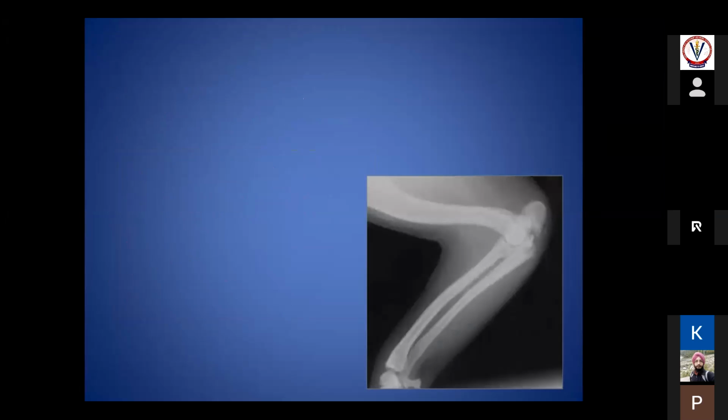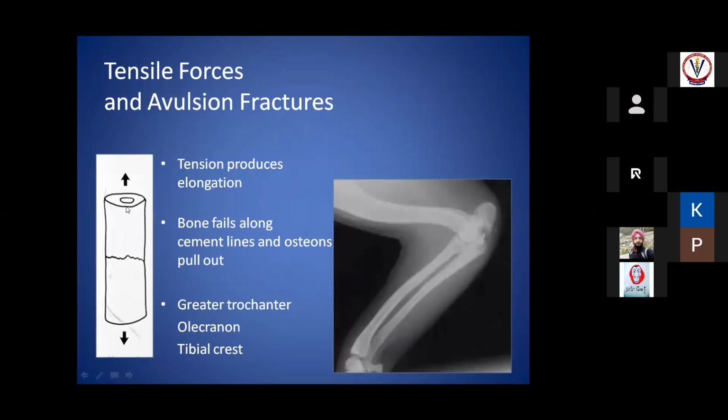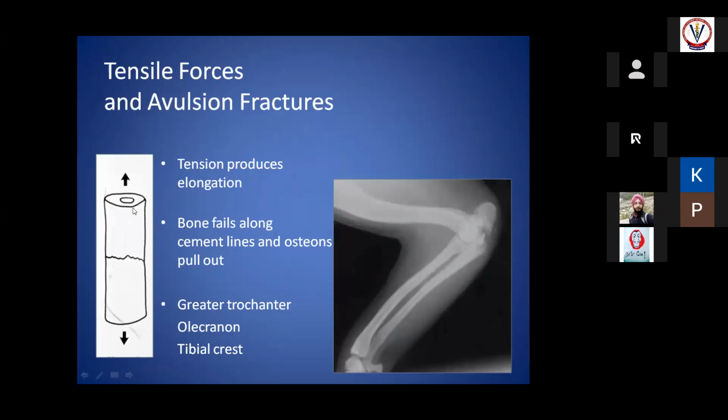Firstly, these are the tensile forces. Tensile forces means tension forces which act in opposite directions. One direction of the force will be towards the ground, and the opposite direction of the force will be away from the ground. These are usually because of the contractions of the muscle. Because of that, these types of fractures are usually seen at the place where there are a lot of muscular attachments in the form of ligaments or tendons.